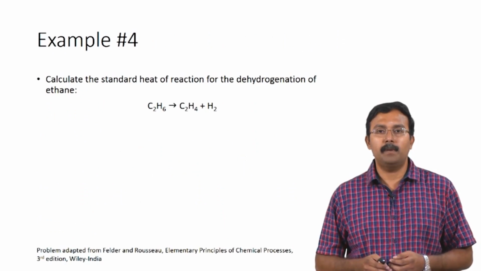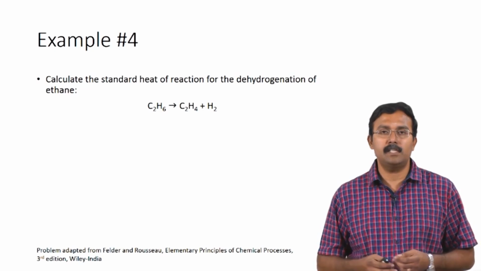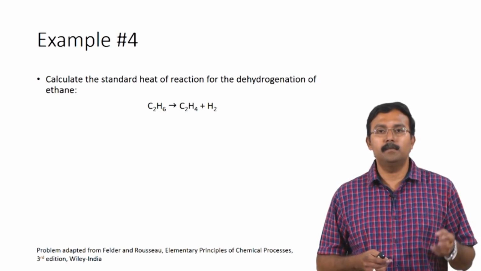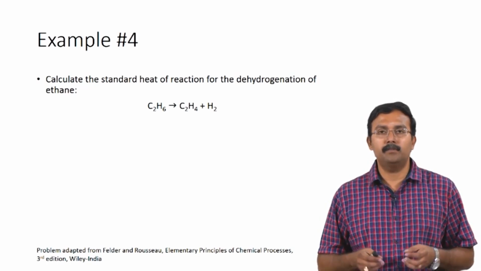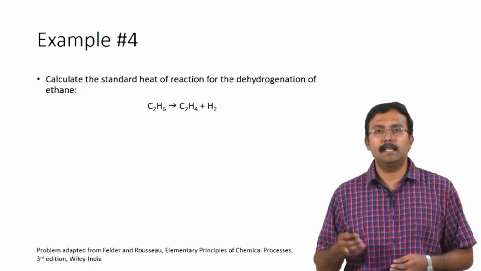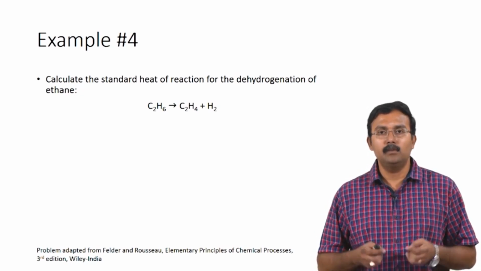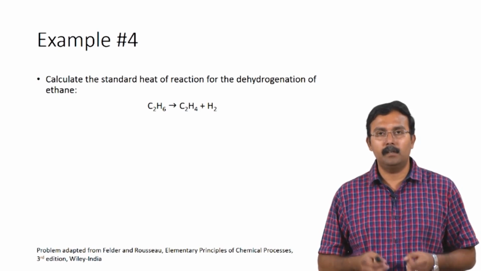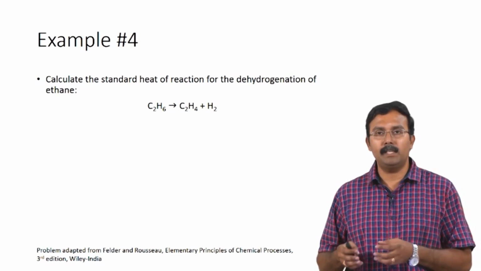So, here is one example problem where we have to calculate the heat of reaction for a dehydrogenation reaction. Ethane becomes ethylene and hydrogen, and the heat of reaction for this has to be calculated using the heats of combustion for ethane, ethylene and hydrogen. So, combustion reactions can actually be used here. Let us see how it would be done. We can use the equation directly and we will also verify that it obeys Hess's law.